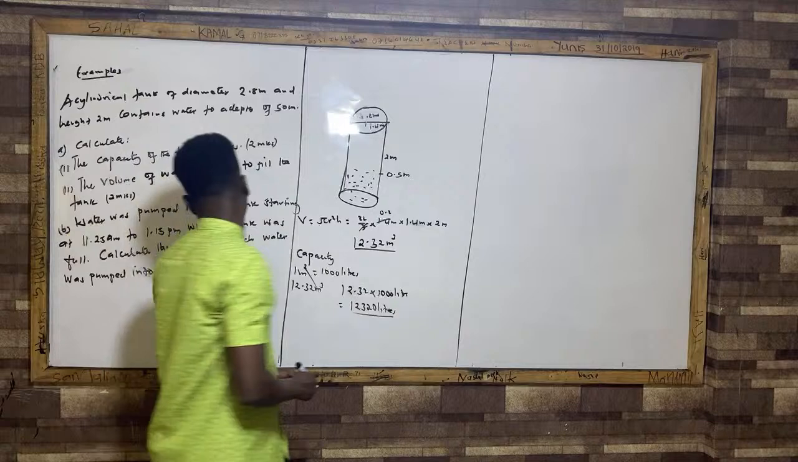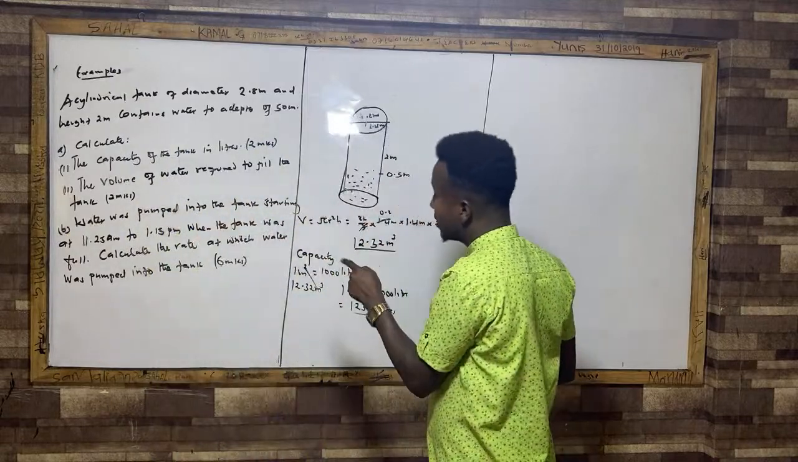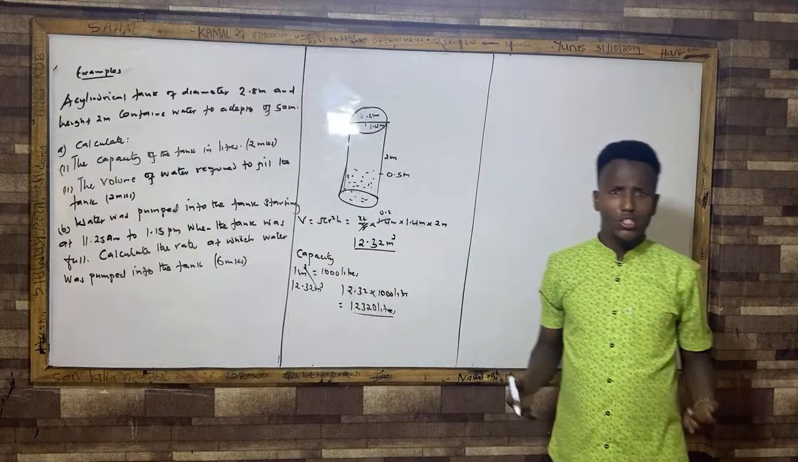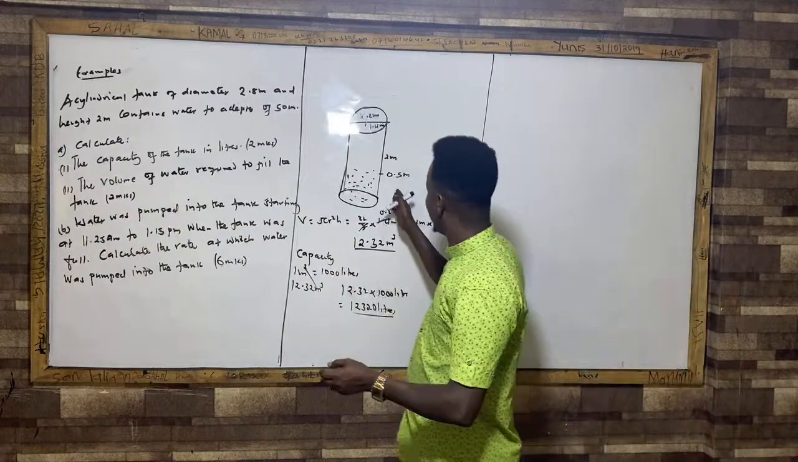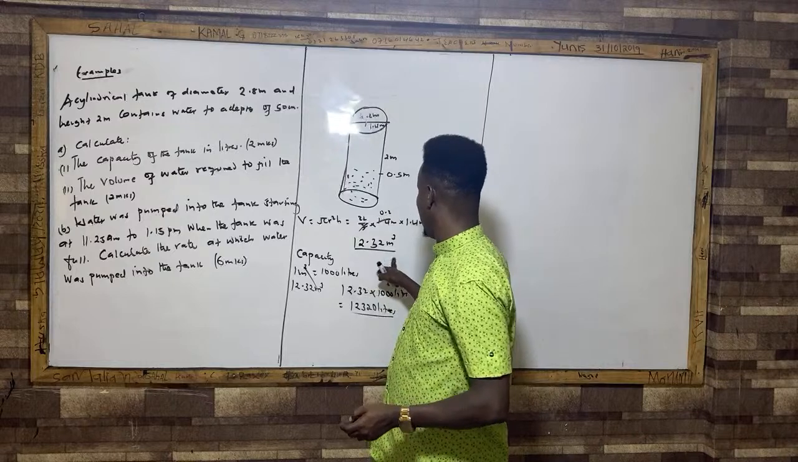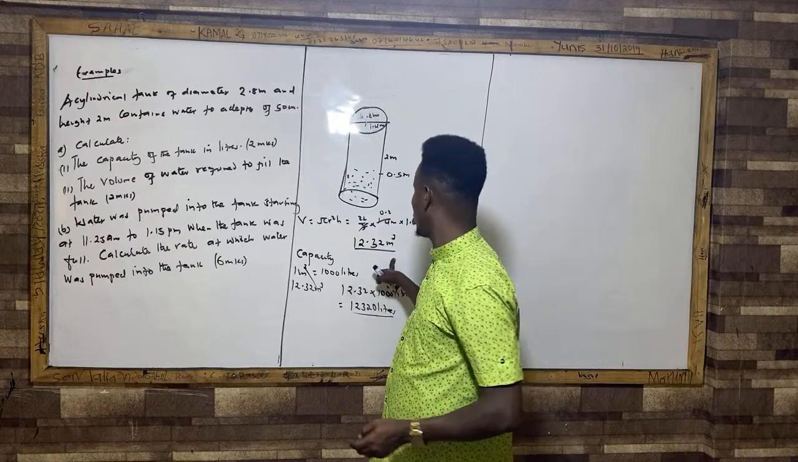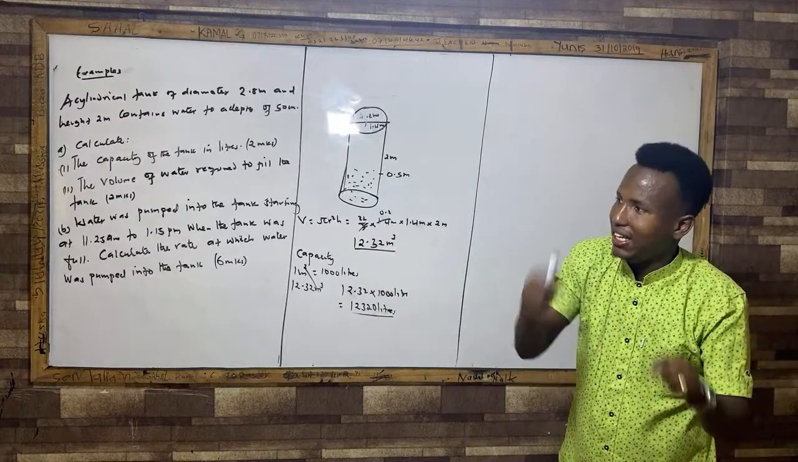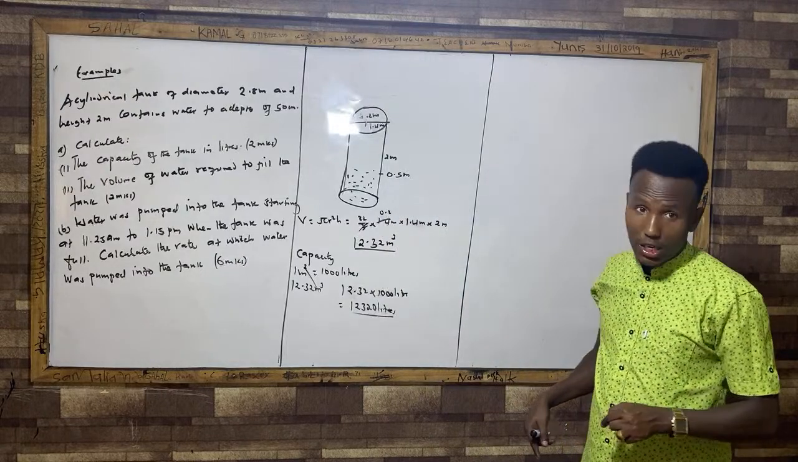So volume left, you can say, look here. They say the capacity, the volume of water required to fill the tank. I can use an alternative method. I have the total volume, which is 12.32 meter cubic. So I can get the volume of water in the tank, then subtract it from the volume of the tank.